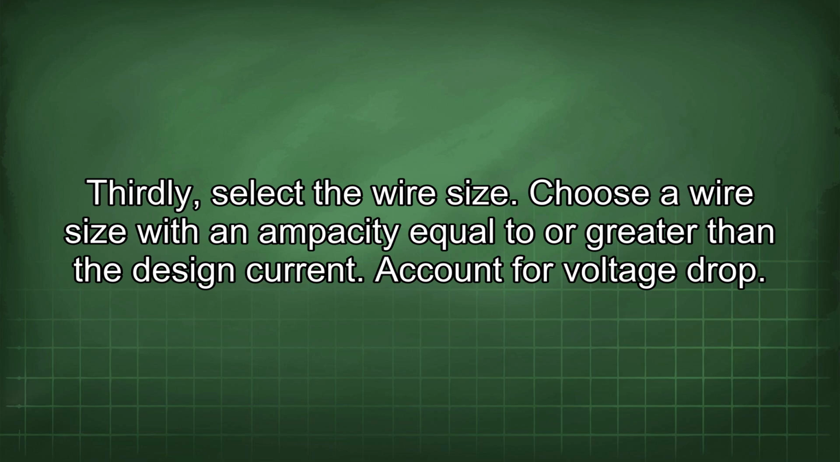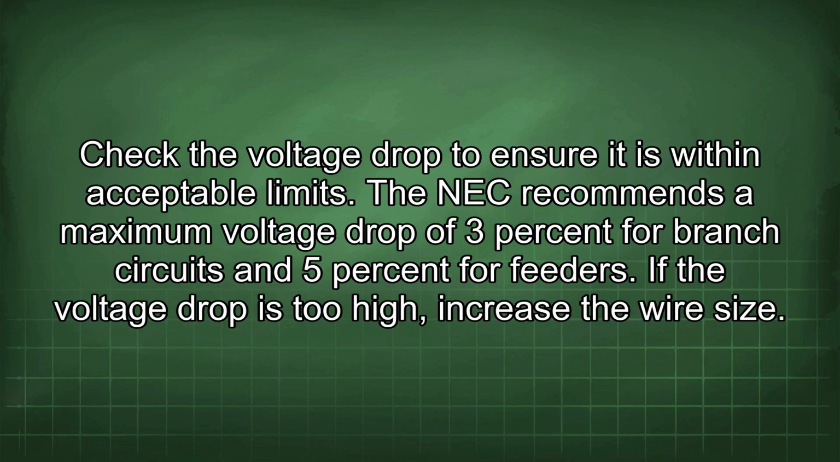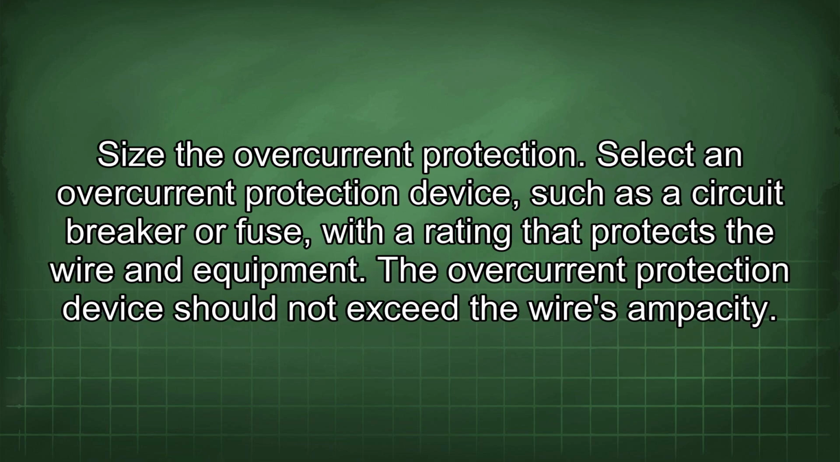Account for voltage drop. Check the voltage drop to ensure it is within acceptable limits. The NEC recommends a maximum voltage drop of 3% for branch circuits and 5% for feeders. If the voltage drop is too high, increase the wire size. Size the overcurrent protection. Select an overcurrent protection device, such as a circuit breaker or fuse, with a rating that protects the wire and equipment. The overcurrent protection device should not exceed the wire's ampacity.